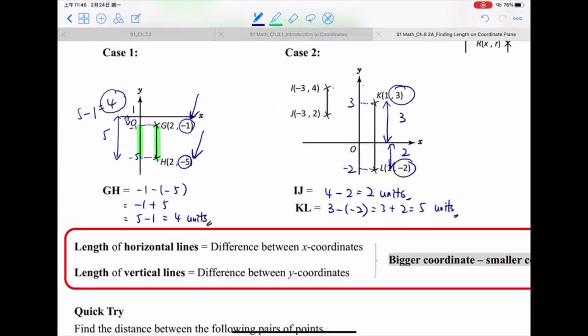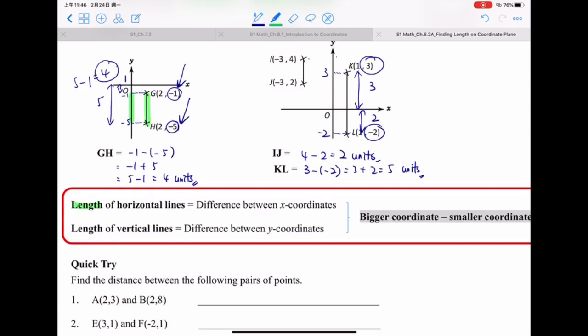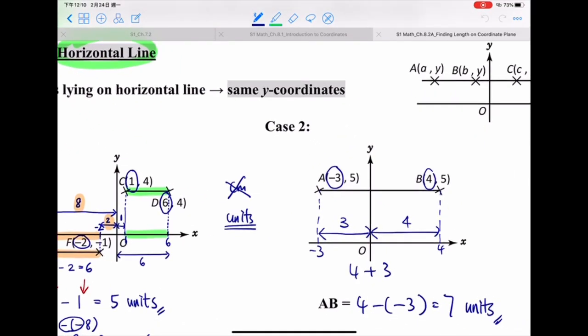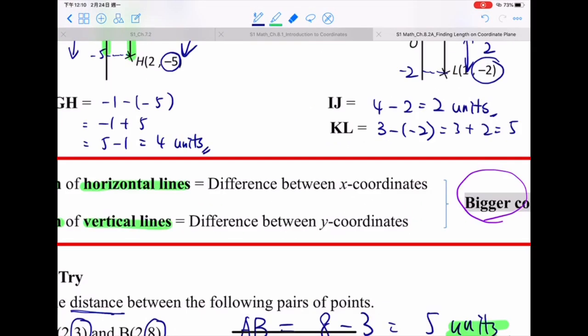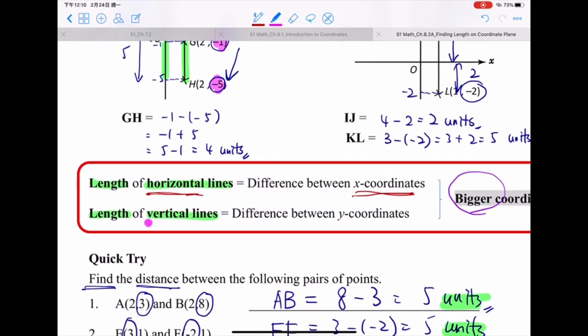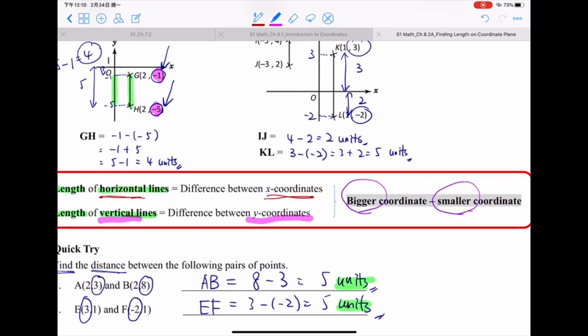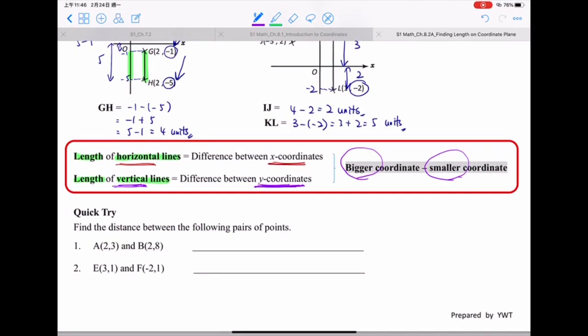Let's sum up what you have learned here. Today you have learned a new concept to find the lengths of horizontal lines and the lengths of vertical lines. For horizontal lines, we will make use of the two x coordinates, and for vertical lines we will use the y coordinates. Both of them we are working on the same way, which is the larger coordinate minus the smaller one. So let's do two simple questions.